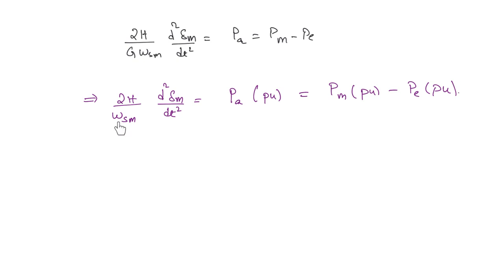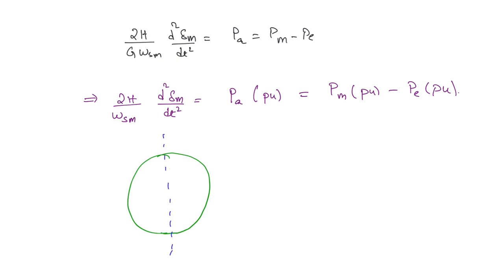Now further, this omega sm, it is the synchronous speed in mechanical radians per second. Similarly, delta m is the load angle in mechanical radians. Now we wish to express in the electrical radians. So first we will understand what is the difference between these two. Now if you take a cylindrical rotor like this, often you will have a salient pole rotor, but we are taking a cylindrical rotor just for the sake of understanding the difference between the mechanical and electrical radians.